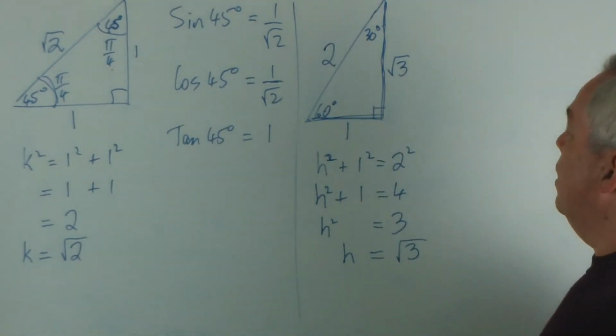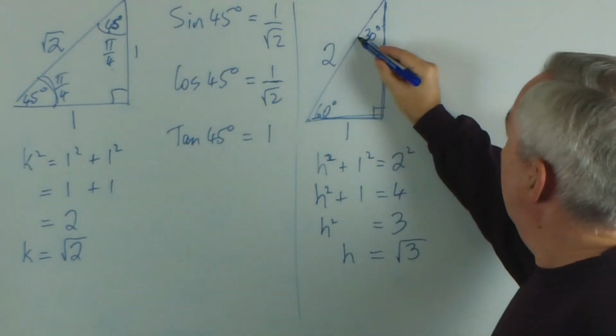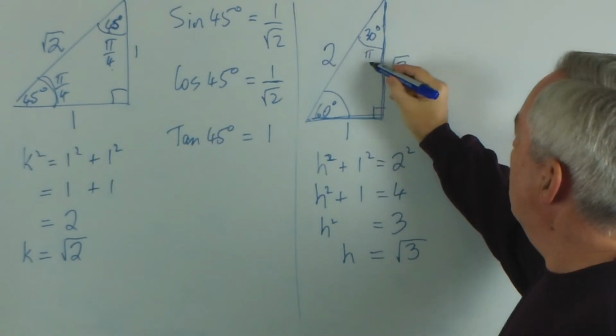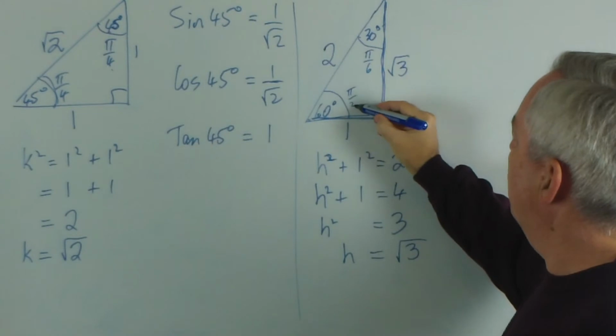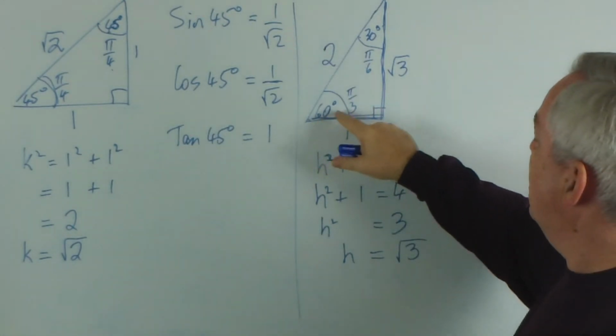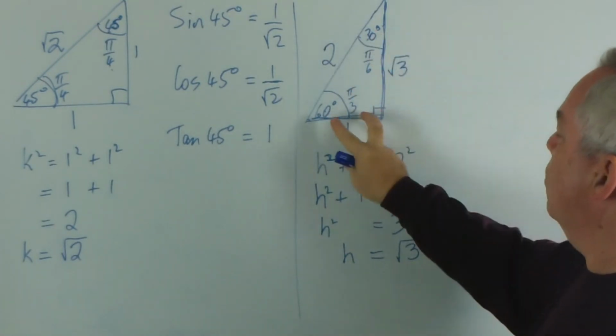Again, if you've been introduced to radians, it's worth labelling this triangle in radians. 30 degrees is pi on 6 radians, 60 degrees is pi on 3 radians. How do I remember it? Well, the 60 goes with the 3 and the 30 goes with the 6. In other words, the 6 and the 3 pair up.